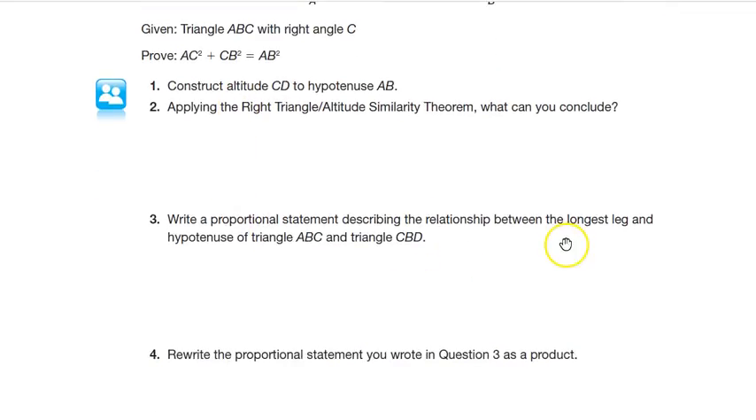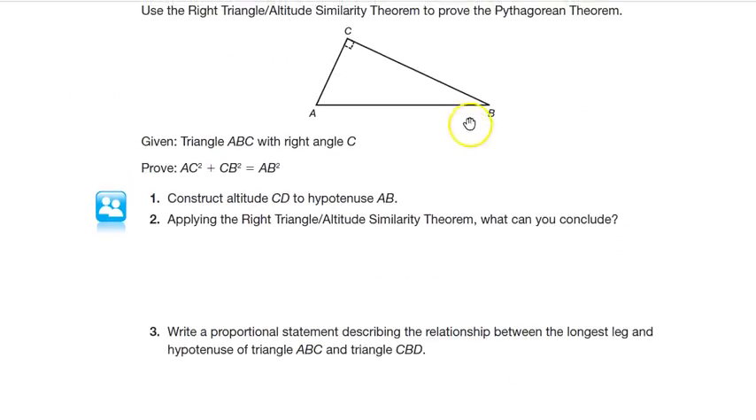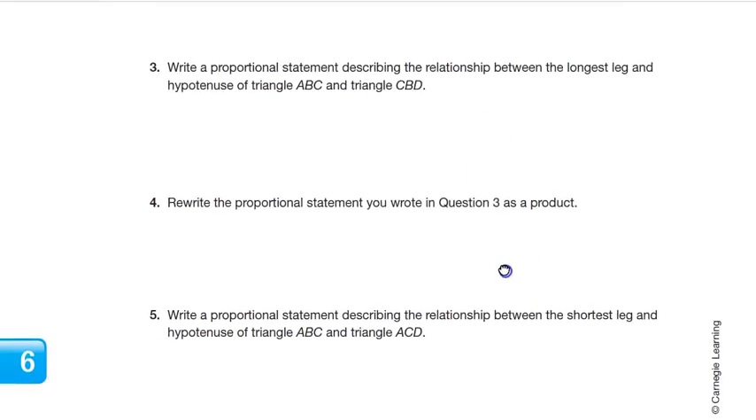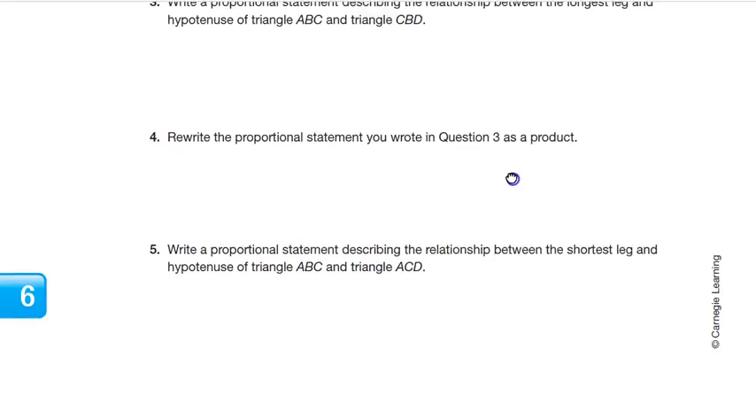So then what this is telling us is you can write a proportional statement between the longest leg and the hypotenuse because they're similar, right? These are similar triangles. You can write a proportional statement between the hypotenuse of this big triangle and the hypotenuse of this smaller triangle, CDB. They are going to be proportional in the same way that any other corresponding parts of those triangles are proportional. And when it says rewrite it as a product, you're going to multiply both sides by the denominator to write that.